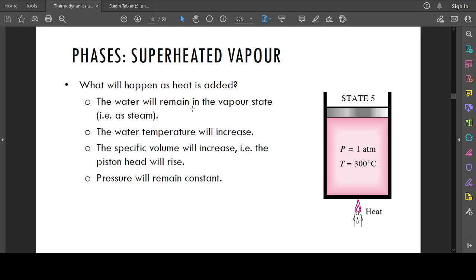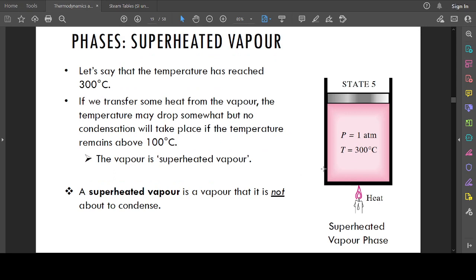Now, this system is characterized by high temperature, so an increase in temperature brings an increase in specific volume, with the pressure remaining constant. If we transfer some heat from the vapor, the temperature may drop somewhat, but no condensation will take place if the temperature remains above 100 degrees Celsius. So the superheated vapor is the vapor that is not about to condense.